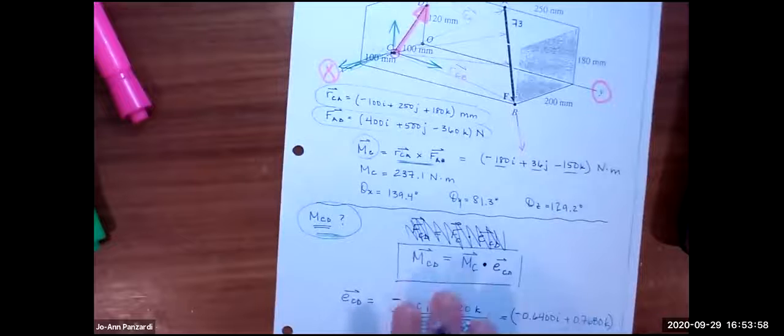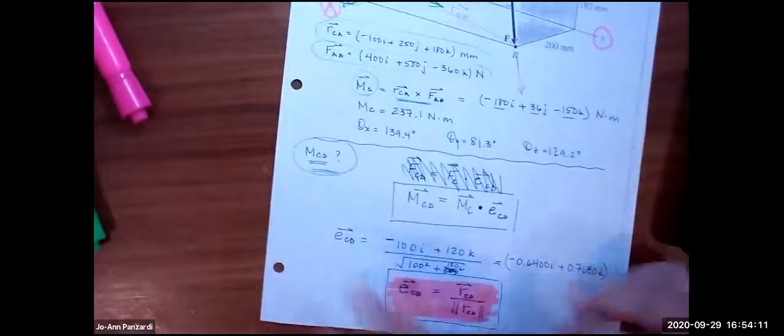Could it be the moment about D crossed or dotted with the unit vector, or would that be something different? No, it wouldn't be, because let's not go into that. I want to show you another route that we're going to use, so let's wait until the end to talk about that.